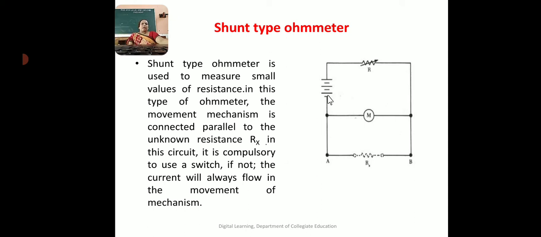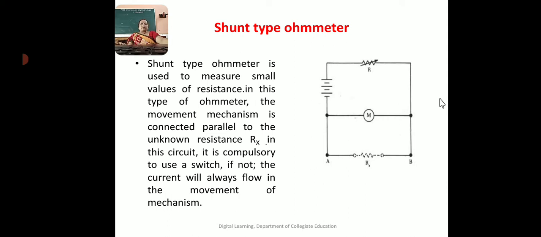When the A and B terminals are closed, the unknown resistance Rx is short circuited. The needle reads 0 because the full current flows through the resistance Rx. So I is equal to 0 through the meter. Therefore, the 0 current reading is marked as 0 ohms.